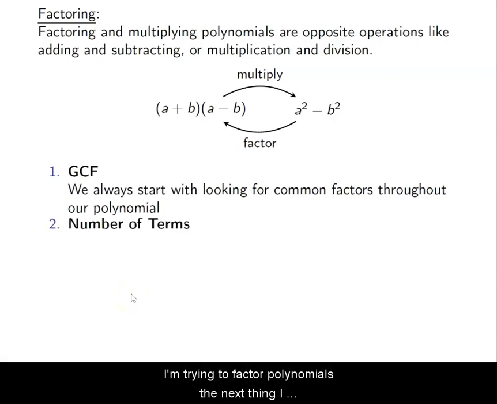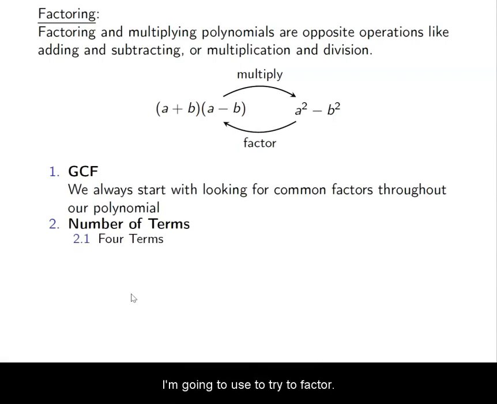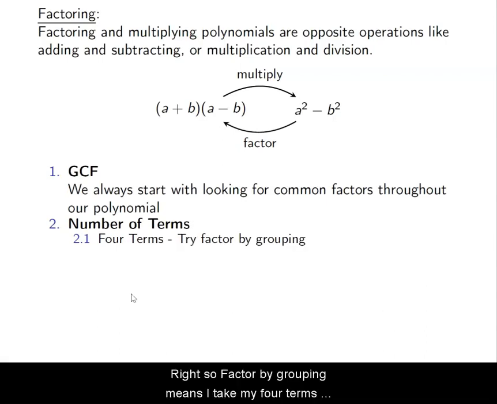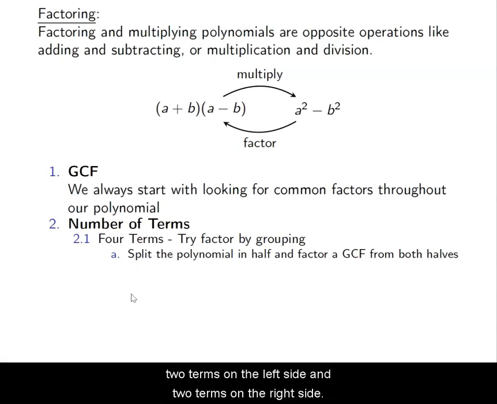Okay, the next thing I want to look at is the number of terms. The number of terms is very important to me. Depending on how many terms I have is going to determine the method that I'm going to use to try to factor. If there are 4 terms, I'm going to start with trying to factor by grouping, right? Factor by grouping means I take my 4 terms and split it right down the middle, so I have 2 terms on the left side and 2 terms on the right side.